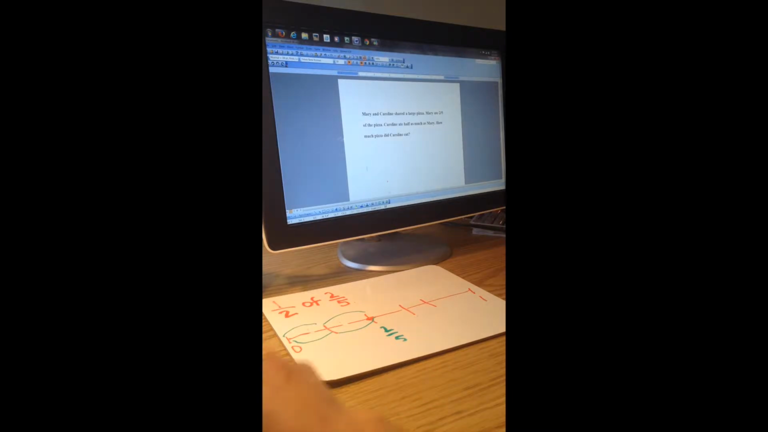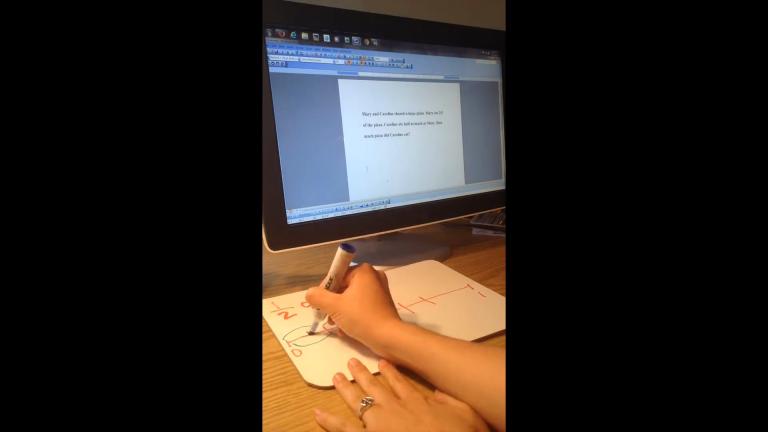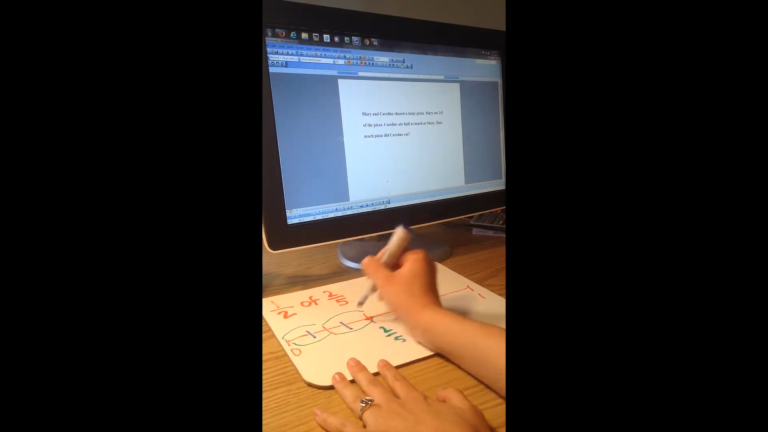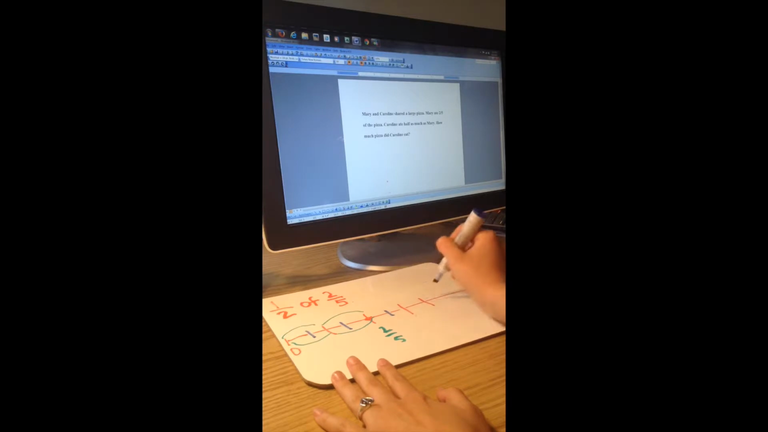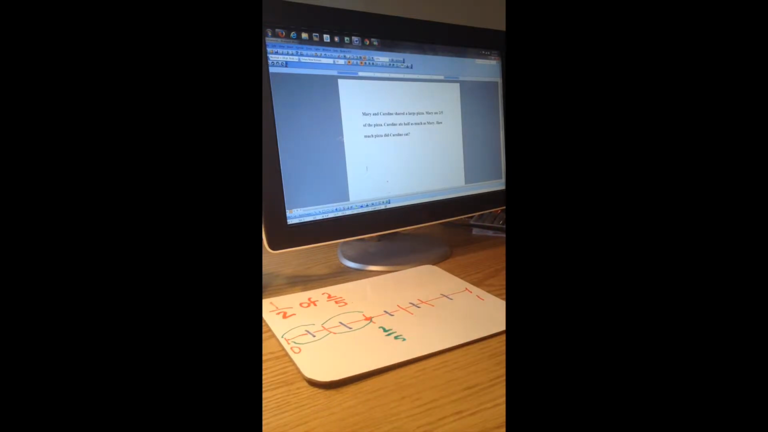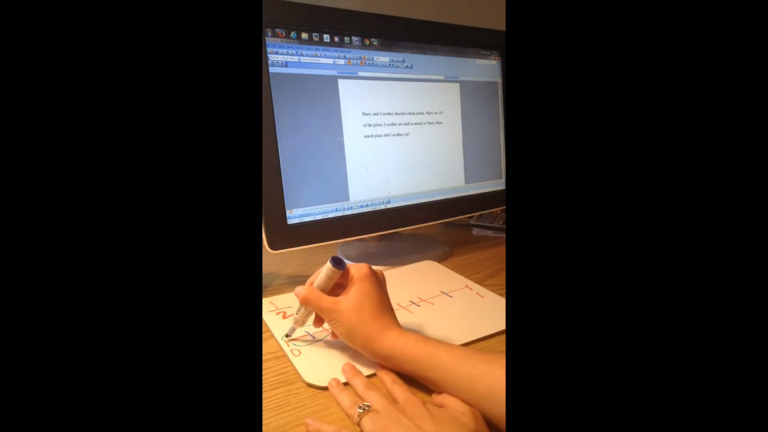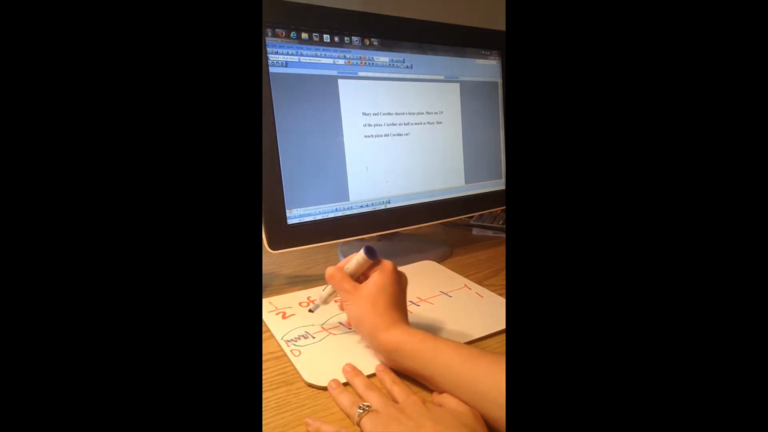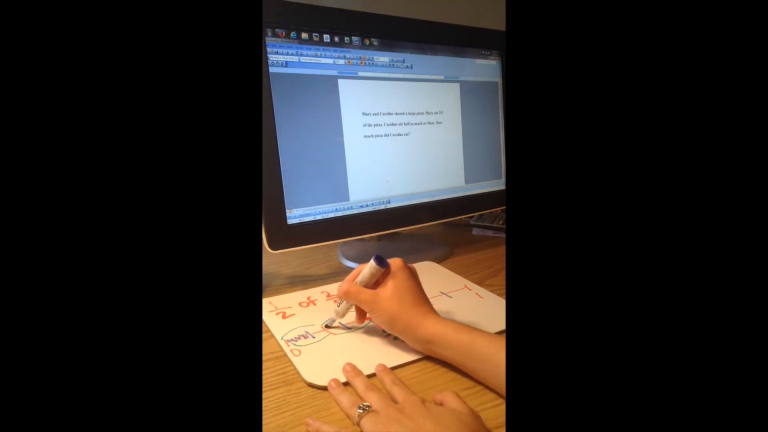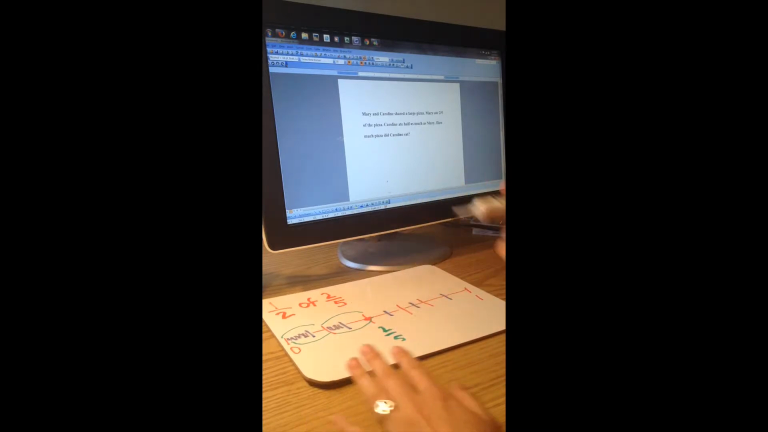And then it tells us that Caroline ate half as much as Mary. So we know that's a half, this a half, half, and half. And this is the amount that Caroline ate, half as much.